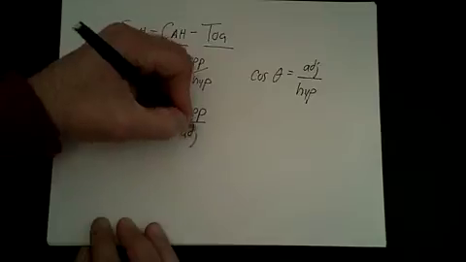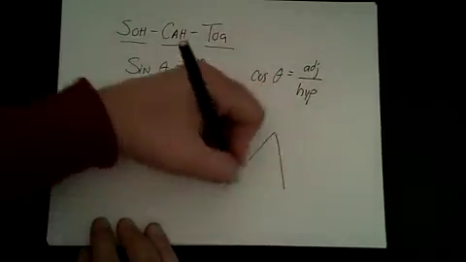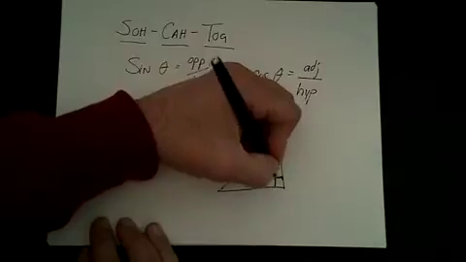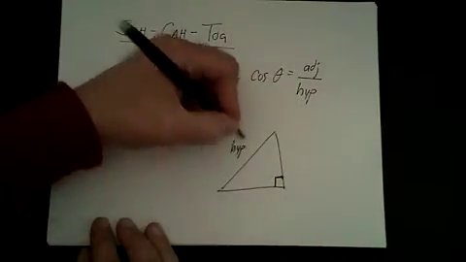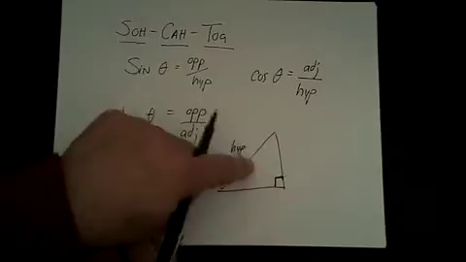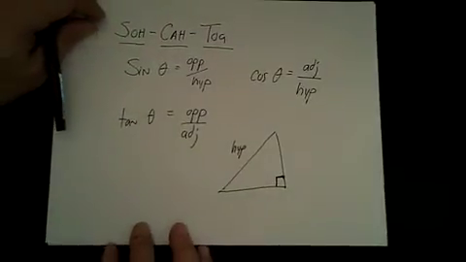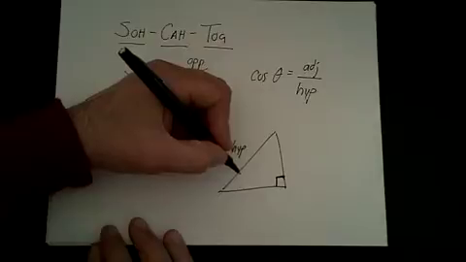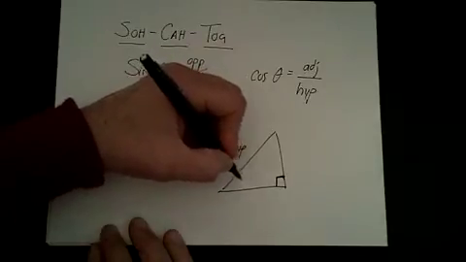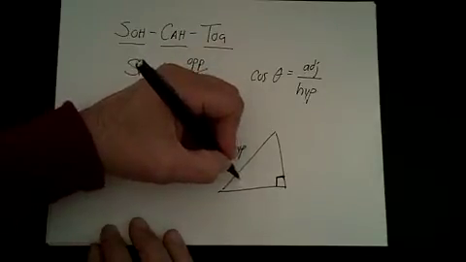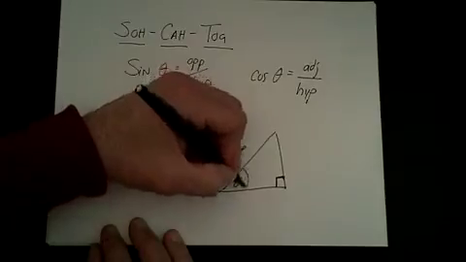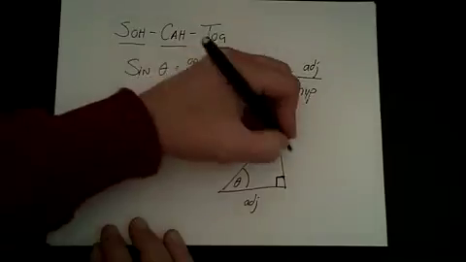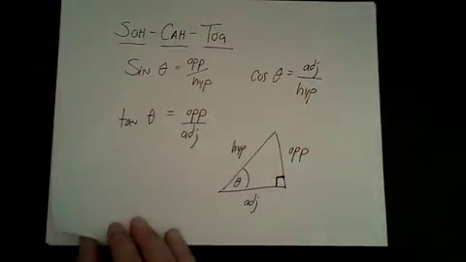The thing to remember is that the opposite and adjacent switch depending on which angle you're talking about. In a right triangle, this is clearly the hypotenuse because it's across from the right angle. Now, depending on what angle you're looking at, the adjacent and the opposite switch. If this is the angle that you're looking at here, this is the adjacent side because it's adjacent to the angle, and this is the opposite side.